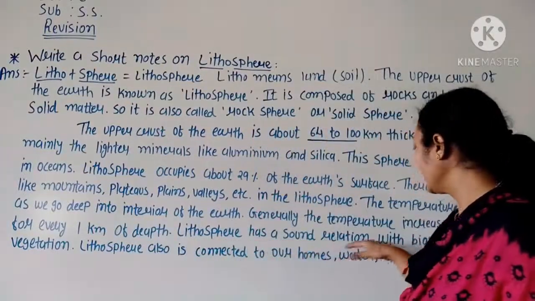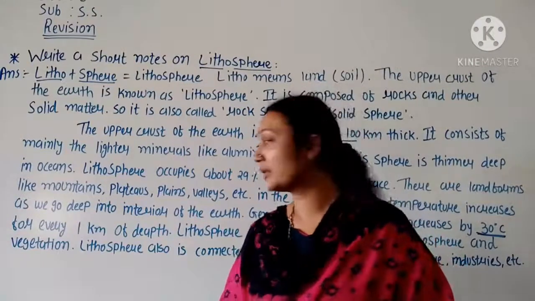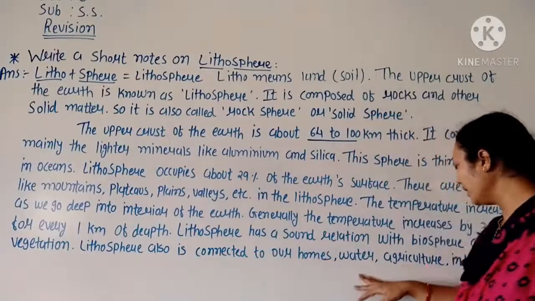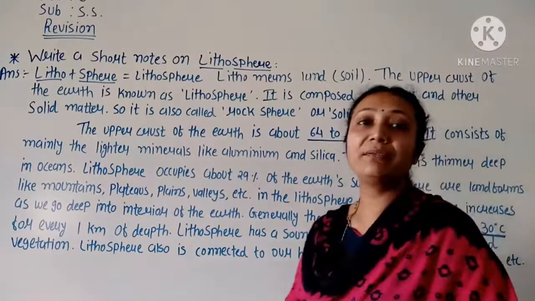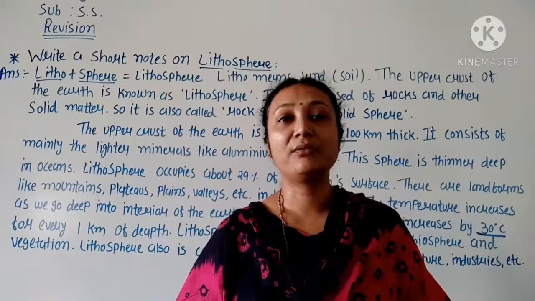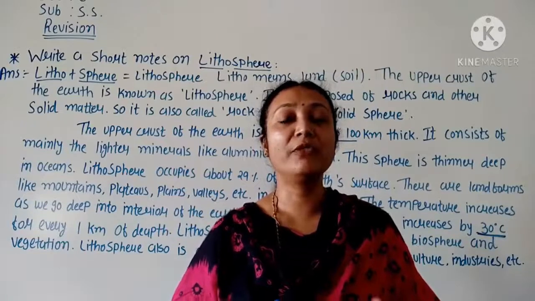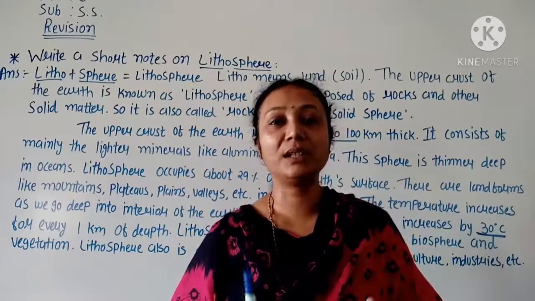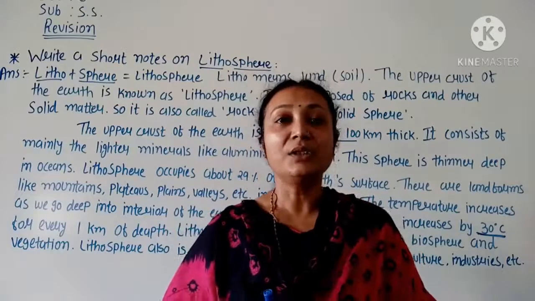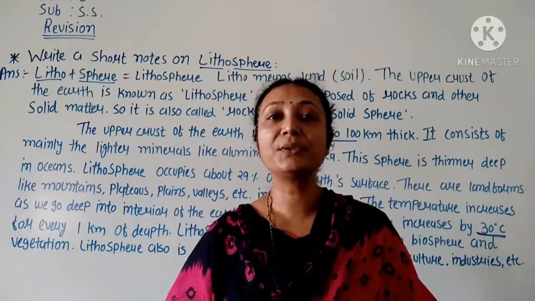Lithosphere has a sound relation with the biosphere and vegetation. Lithosphere is also connected to our home, water, agriculture, industries, etc. Also, as I said before, the lithosphere is the developing place of vegetation and animals; forest, grass, plants, animals, etc. are useful in many ways. And also we obtain minerals from the lithosphere and use them in industries and many other things. The existence of humans and the development of human civilization is due to the lithosphere.